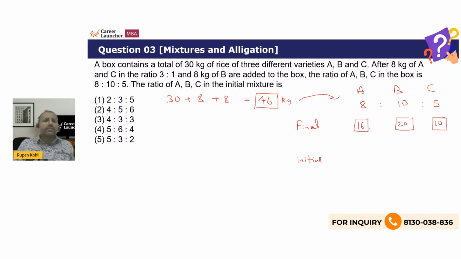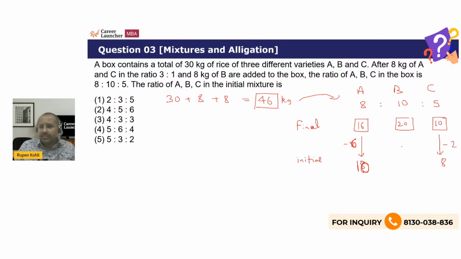So 3 is to 1, 3 plus 1, 4 into 2, 8. So we had actually added 6 and 2 kg. So now remove 6 and 2 kg from A and C. So this becomes 10 and this becomes 8 as well. 8 kg of A and C in the ratio of 3 is to 1, so 6 is to 2. So remove 6 and remove 2.